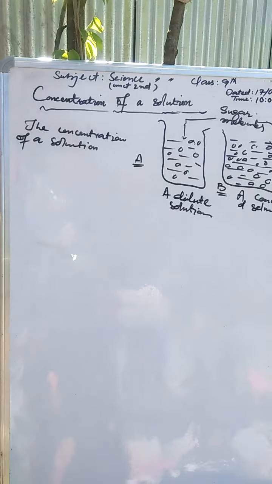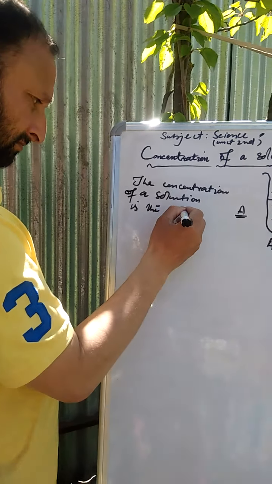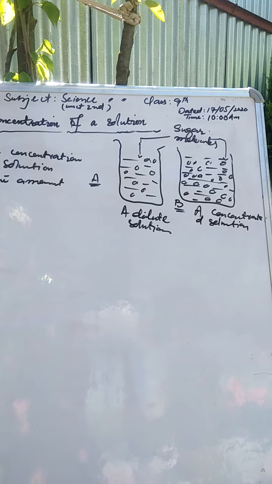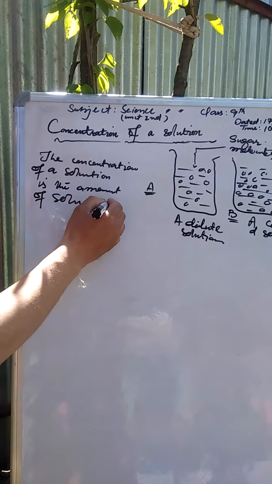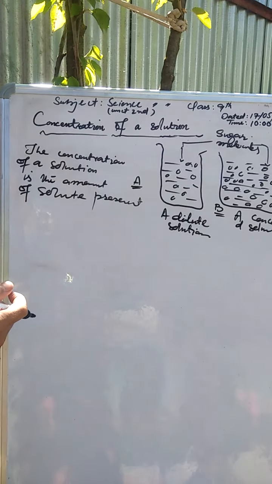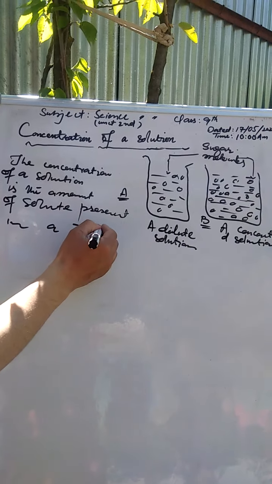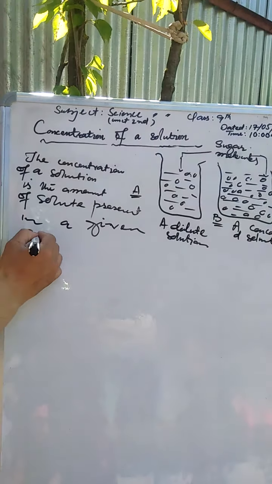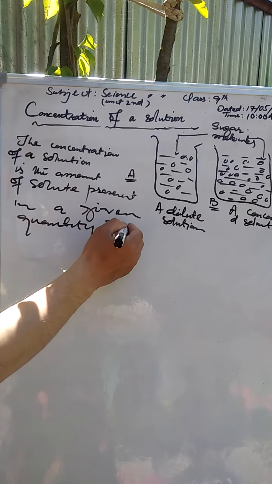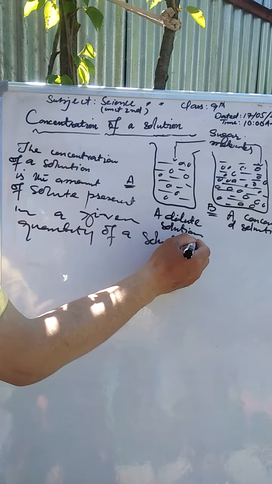The most common way of expressing the concentration of a solution is the percentage method. It is one of the easiest methods. The percentage method of expressing concentration refers to the percentage of solute present in the solution. Dear students, the percentage of solute can be by mass or by volume. Today, let's understand by mass.